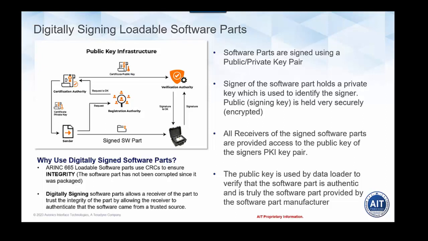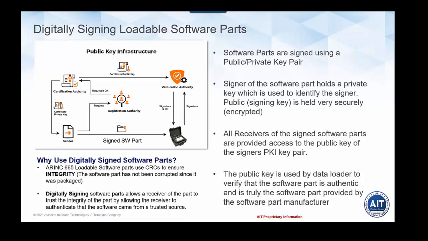Software part signing uses the PKI method. So they're signed using a public-private key pair. The signer or the manufacturer of the software part has a private key signing certificate. So this is something that is kind of their keys or their unique identity. The private key signing certificate is usually held very securely in an encrypted format by the signer.